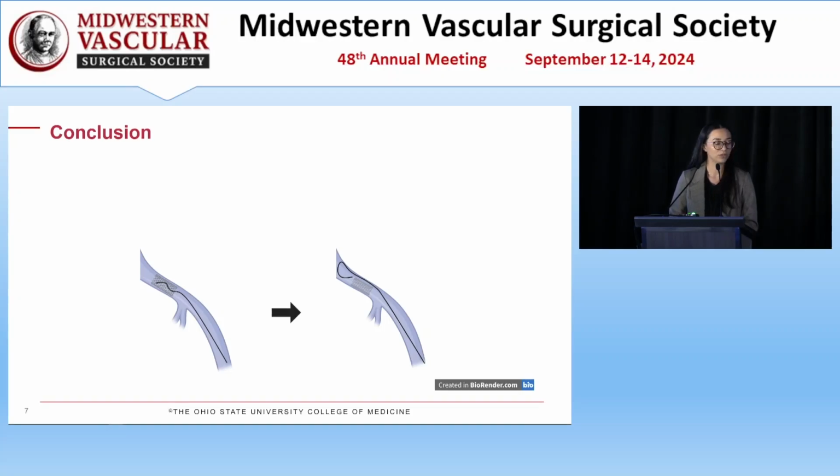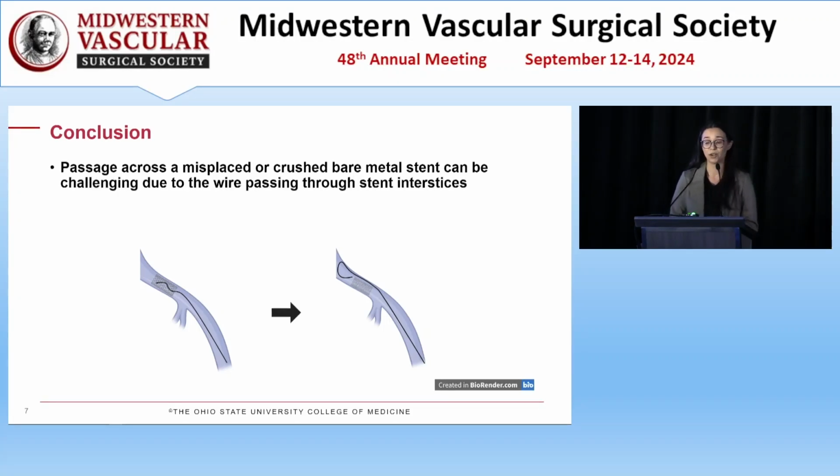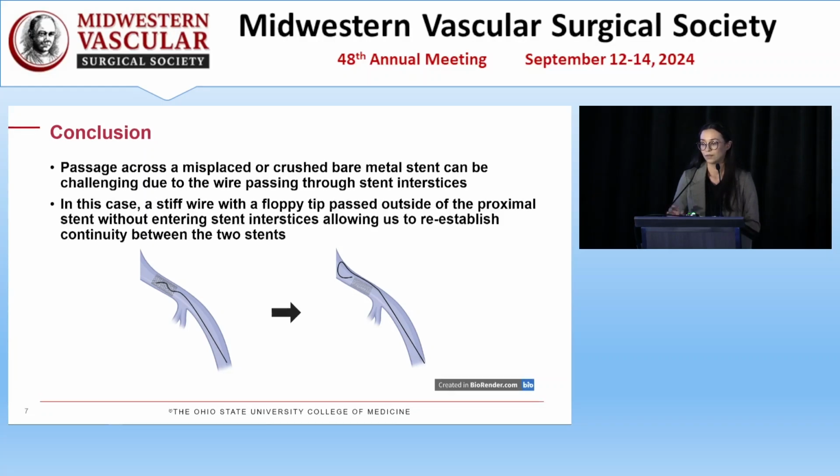So my conclusions for this case are as follows. Passage across a misplaced stent or a crushed bare metal stent can be very challenging. Your wire can penetrate the stent inner spaces. In this case, a stiff wire with a floppy tip passed outside of the proximal stent without entering the stent itself, allowing us to reestablish continuity between the two stents. And again, here I have a cartoon representation of our technique as a summary.